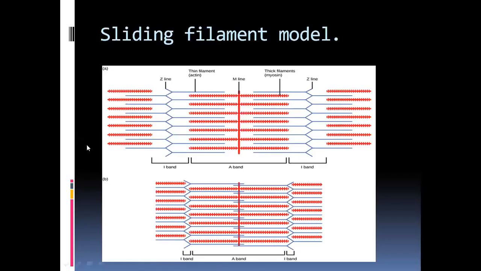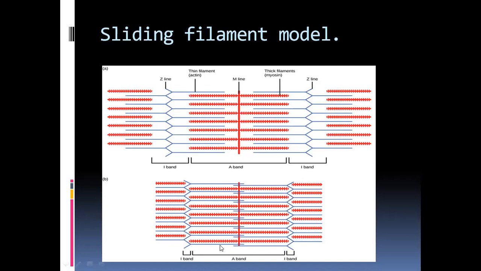This is a sliding filament model. Now this is the I band, this is the A band, this is the I band. This is the H zone, this is the Z line. This is the heel zone. And this is the M line, median line bisecting the center. This is in a relaxed state. This is the myosin, this is the actin.